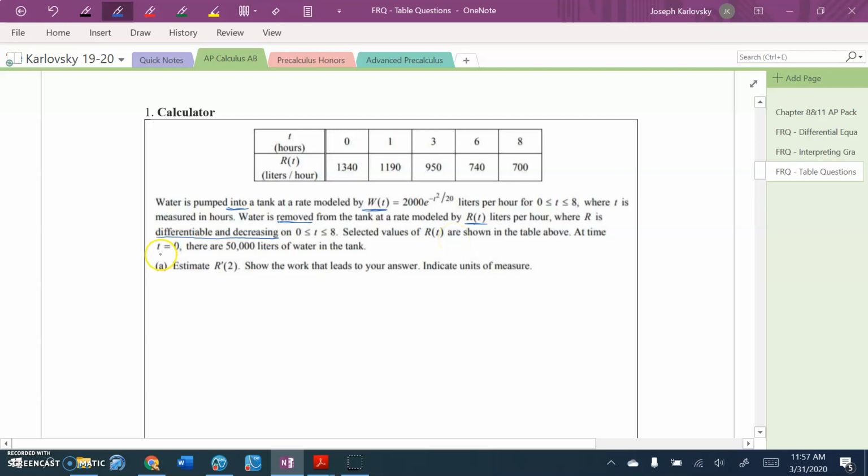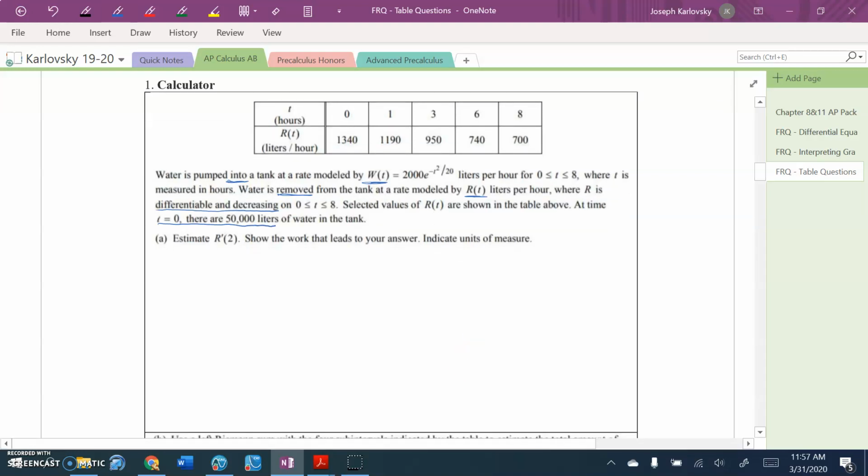At time t equals 0, there are 50,000 liters in the tank. As we know, you don't skip over any words. You read the entire problem, highlight, underline all the important information. Now, part A is pretty straightforward. It says estimate R prime of 2. It's not asking for R of 2, which we would also maybe estimate, but it's asking for R prime. As we know, R prime of 2 is the slope at 2.